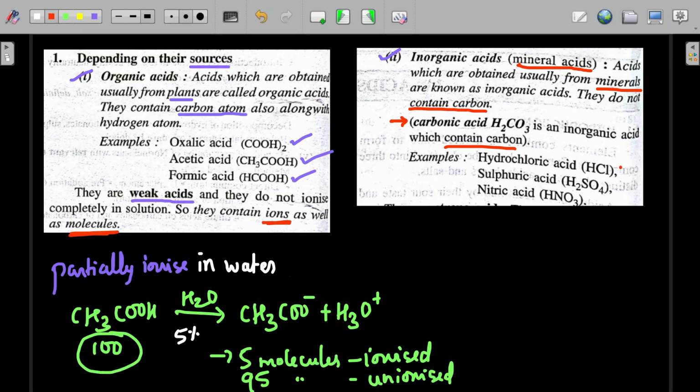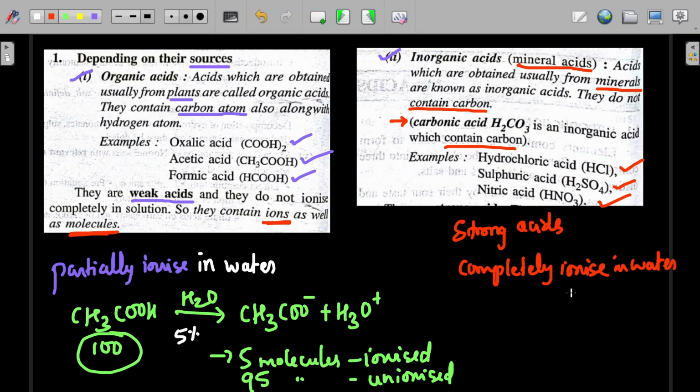Otherwise, the simple examples are hydrochloric acid, sulfuric acid, nitric acid. And to add here, these are strong acids. Strong acids means they completely ionize in water. If you take 100 molecules of HCl, all the 100 molecules will ionize into H3O plus and Cl minus. Any doubt in this? Clear? Sure. But there is one exception. We'll see that.